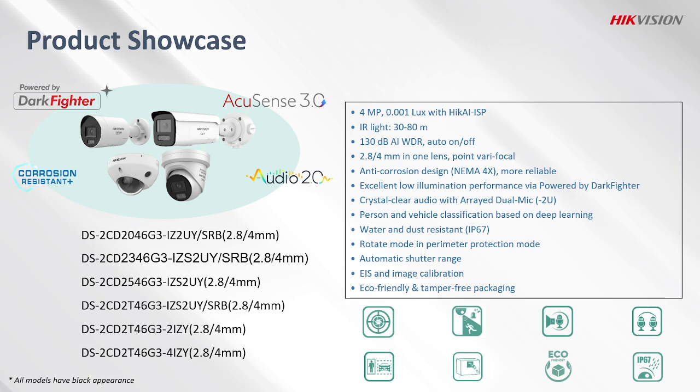Then we have the products that we can showcase for this. We have the AccuSense products. We have the Audio 2.0. We have the Dark Fighter technology. So Dark Fighter is, yes, it's a black and white camera, but we use an AI chip to give us very clear noise reduction in the images, and then we have very bright and colored images, even in the darkest environment.